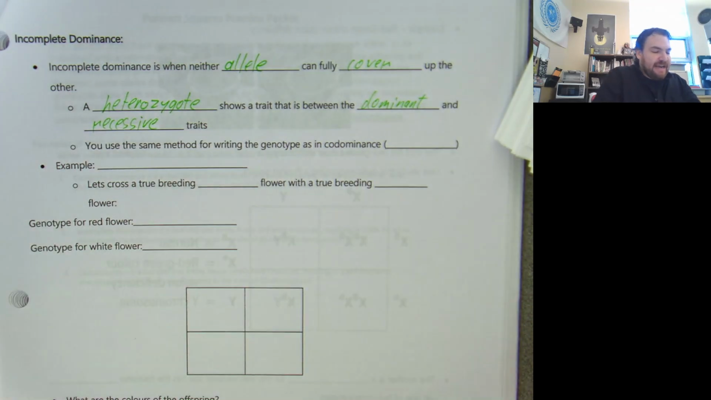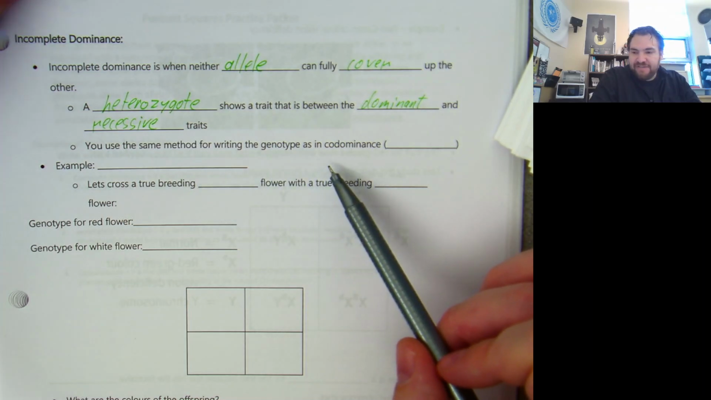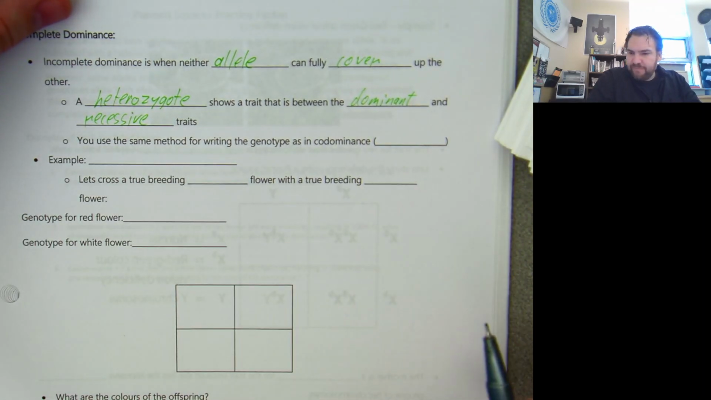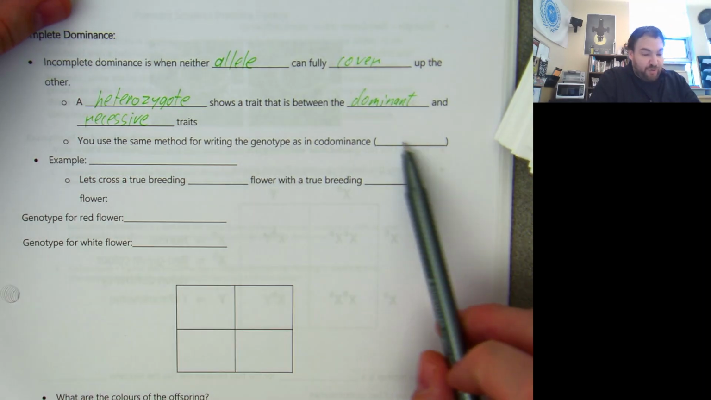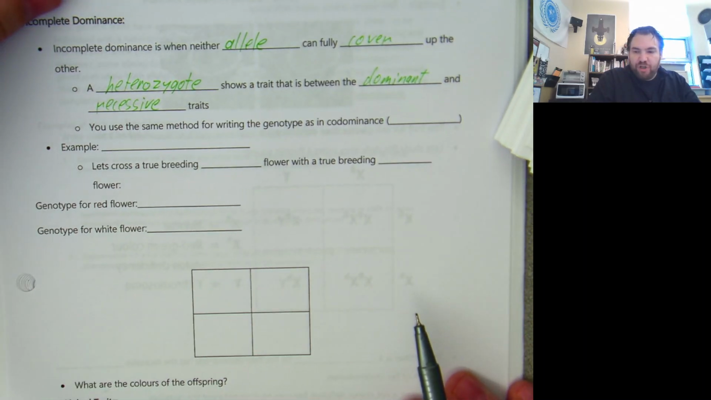So in incomplete dominance, we use the same method for writing the genotype as in codominance. Let's use the example of a flower, I'll fill this in here in a second. Let's use an example of something called a four o'clock flower.